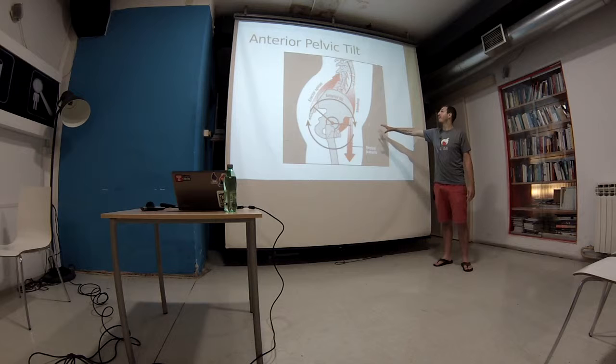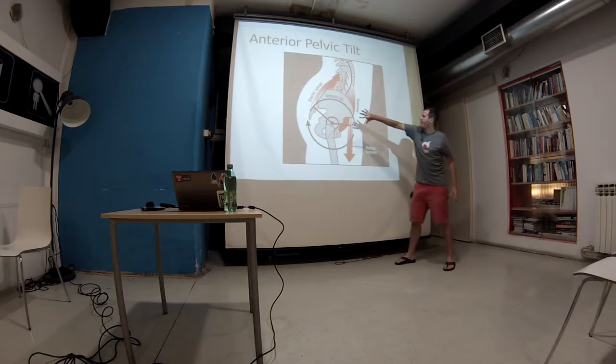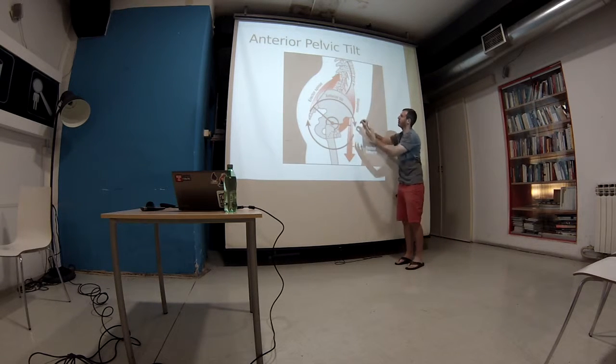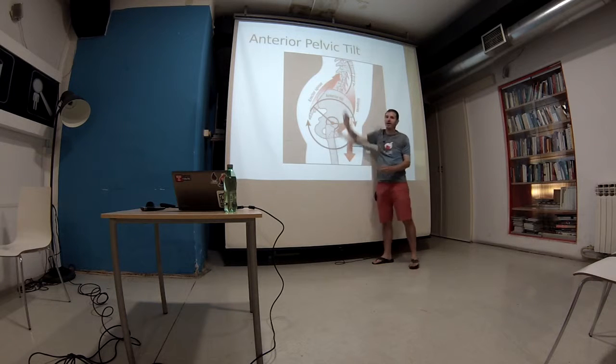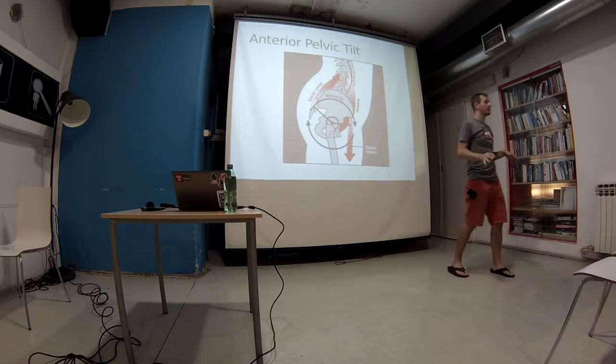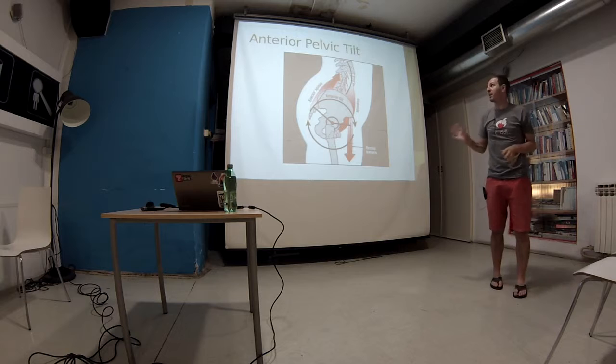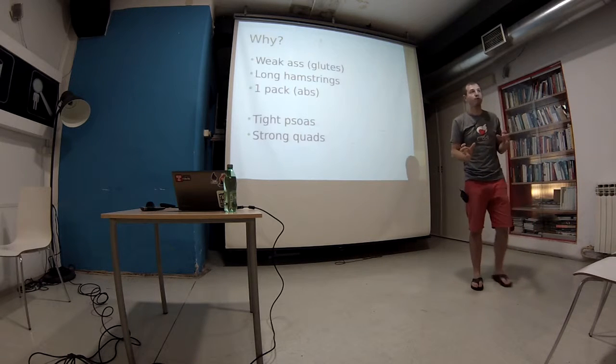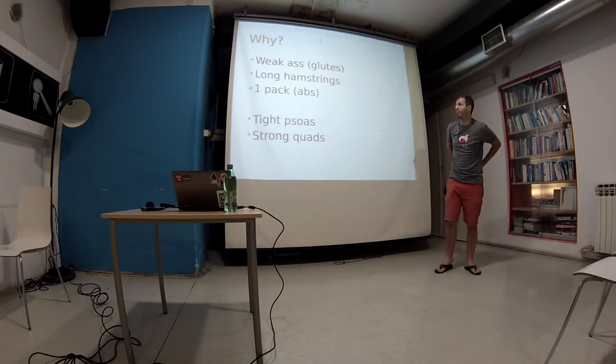This is the anterior pelvic tilt. So basically what happens is your whole pelvis is tilted forward, and this causes pressure on your spine. Some doctors say that this actually does cause back pain and some don't. But either way, if it's overextensive, it can cause some problems.